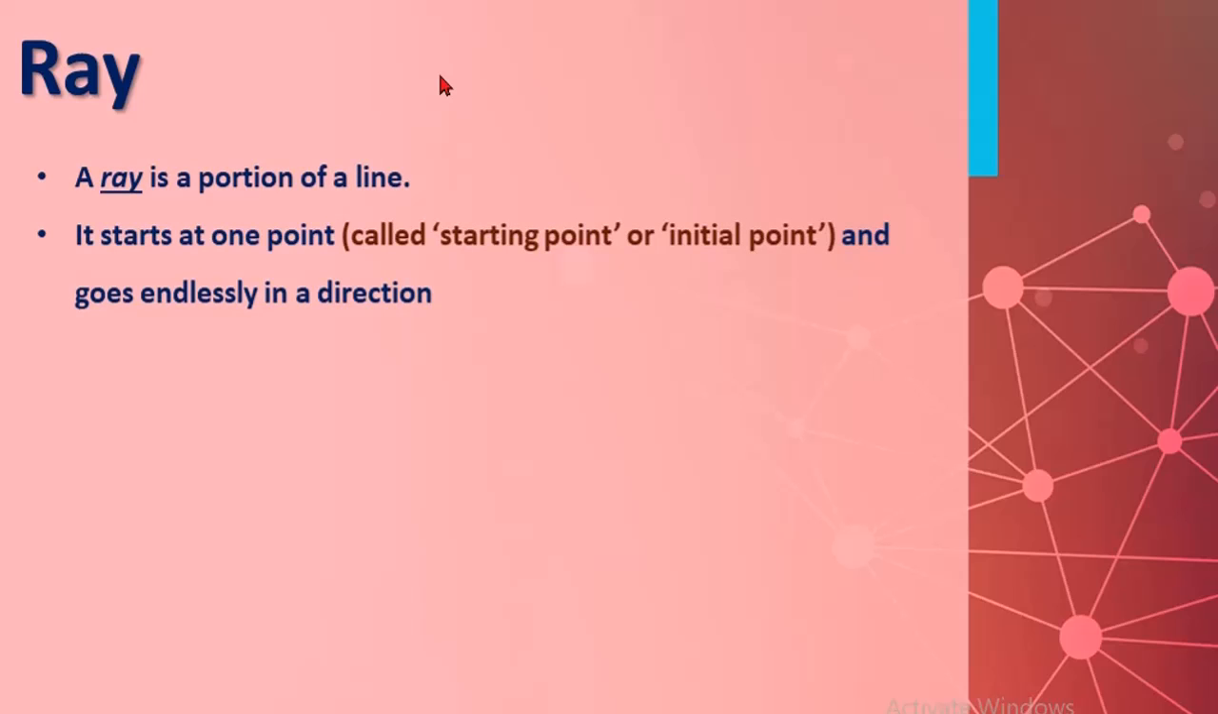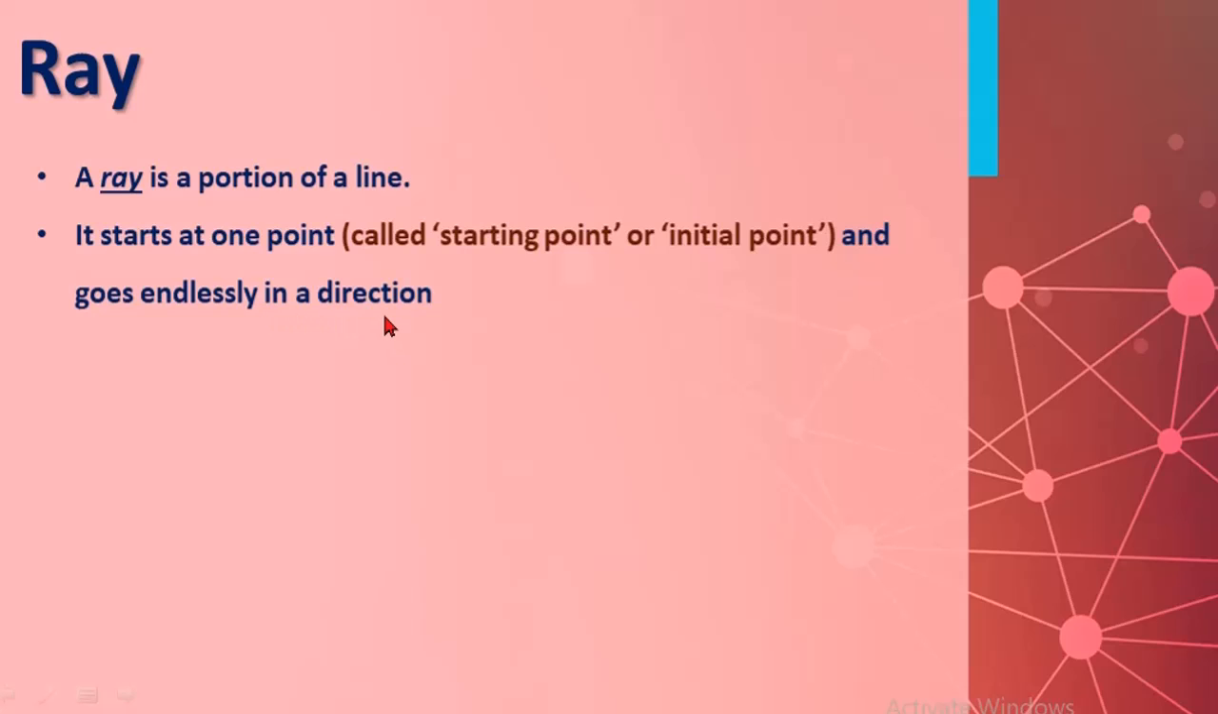So next, we already have discussed point, line segment and line. Then our next is ray. What is a ray? A ray is almost the same as a line, but the main difference is that a line can be extended in both directions, but a ray can extend in a single direction. So a ray has an initial point, but no ending point. A ray is a portion of a line. It starts at one point called the starting point or initial point and goes endlessly in a direction. So there is no ending point.